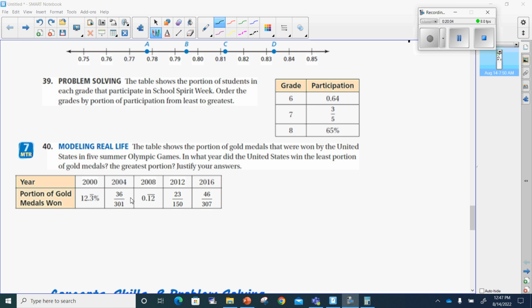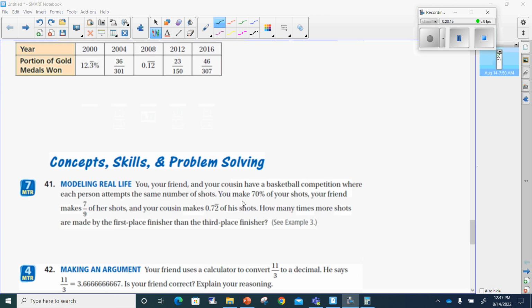If it's a fraction, divide the top number by the bottom number. If it's a percent, move the decimal place over twice, then compare all the numbers and see which one is the least and which one's the greatest.